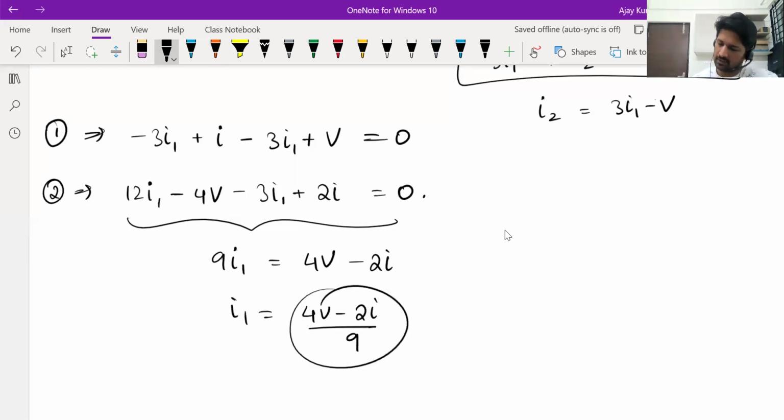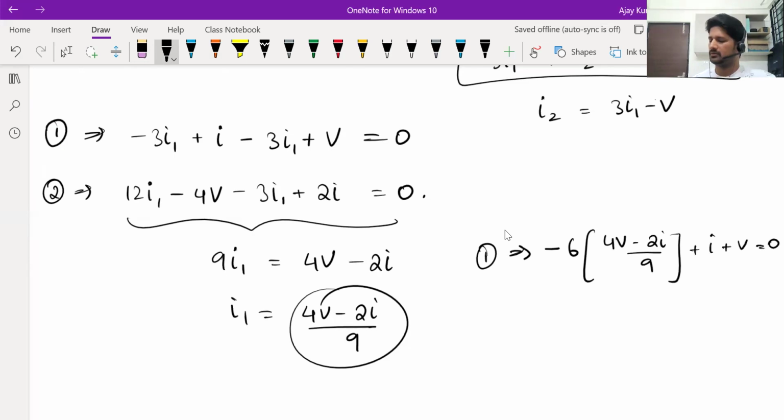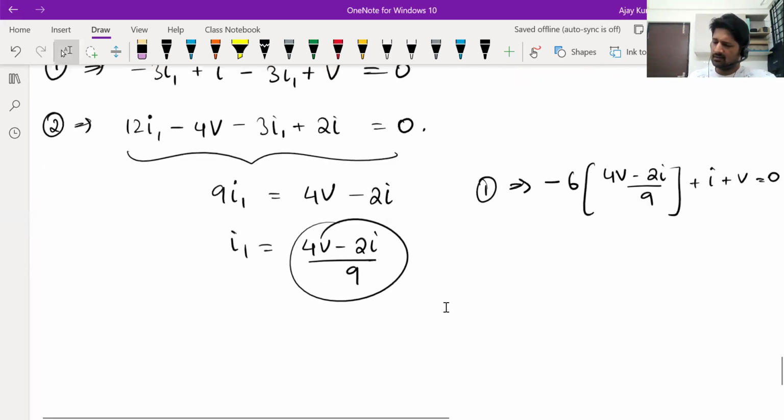Then the first equation becomes minus 3I1 minus 3I1, there is minus 6I1. So minus 6 into this (4V minus 2I) by 9. What else is left? Plus I plus V is equal to 0. After this, I think you will be able to manage. So from this, you will get I in terms of V.